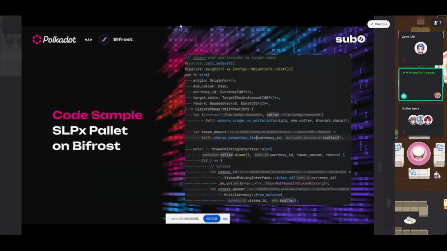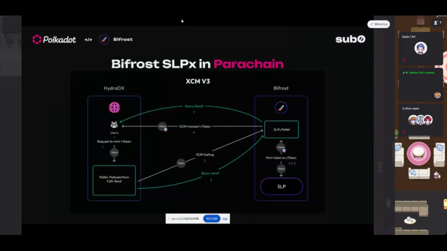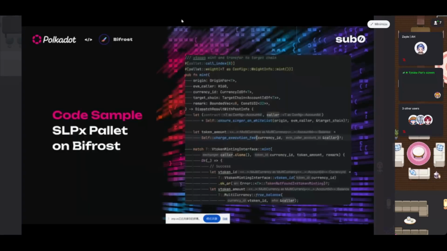Okay, now let's get deeper into some of the code. This is the code of the SLPX pallet. The top line is the V token mint and transfer to the target chain. You should know this is a step on the right side, the SLPX pallet code. Once we receive it, the code demonstrates where we send it to, and it includes several parameters.